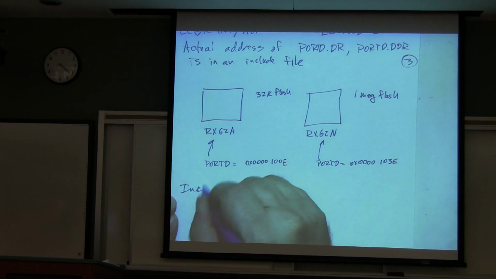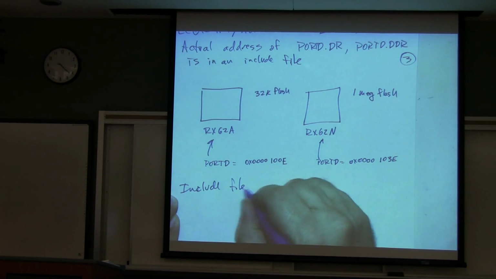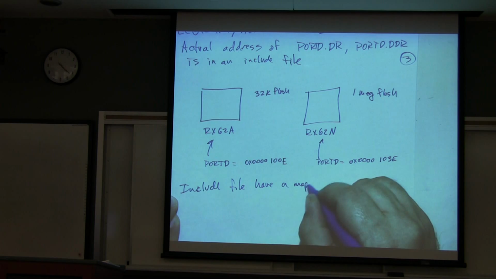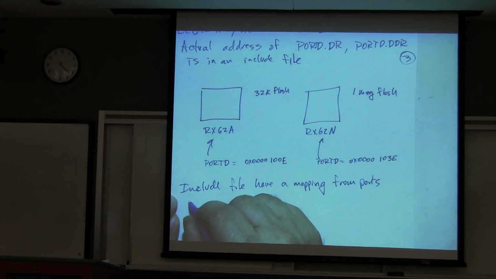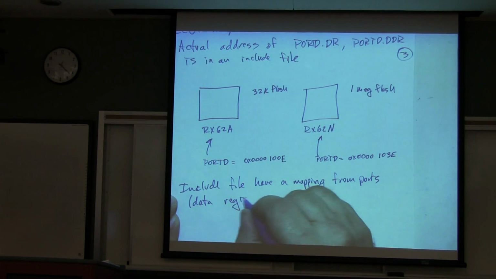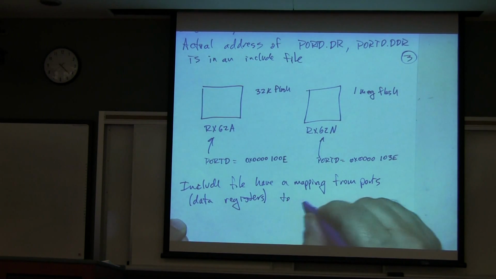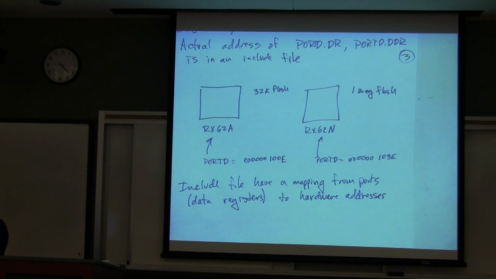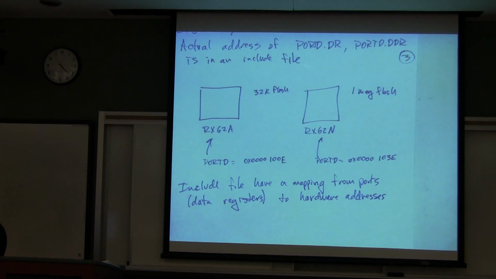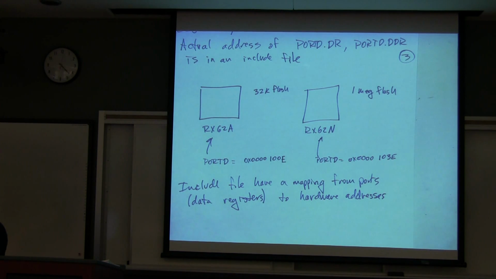The include files, and I'm going to cover this in a later chapter, have a mapping from ports, which is a data register, to hardware addresses. And hopefully you picked this up from computer organization, right? About what is an address, how you actually access addresses and all. And I'll go into that in more detail in, I believe it is chapter 3, where we're going into a lot more detail about what addresses exist for the data ports and the control ports.